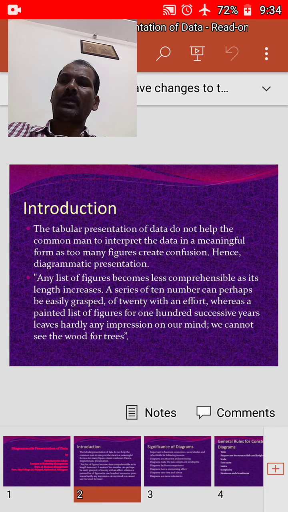While a graph is constructed on a graph paper, a diagram is usually constructed on a plain paper. A graph represents mathematical relationship between two variables, whereas a diagram does not represent such relationship.